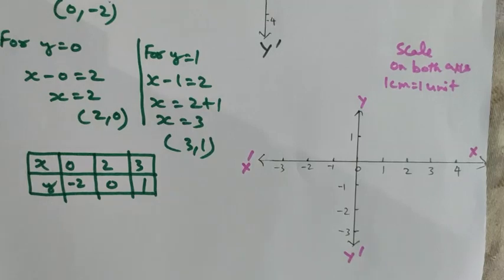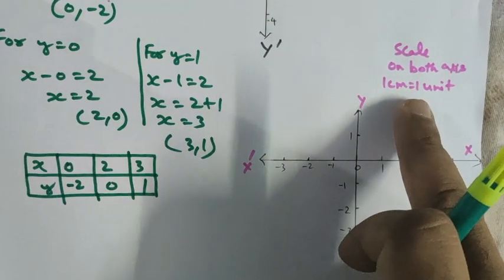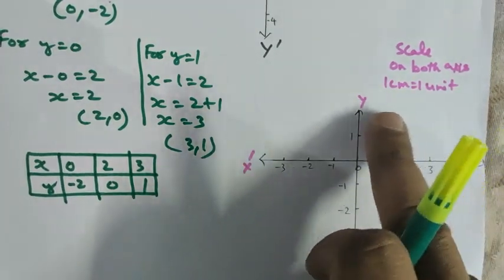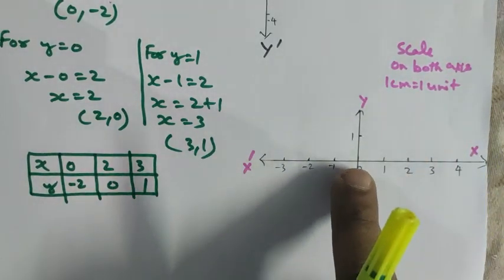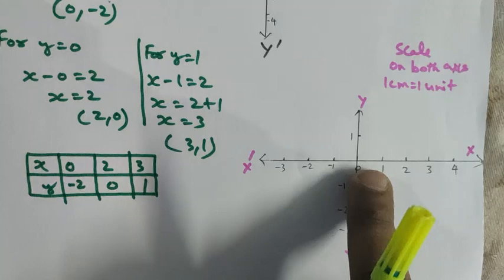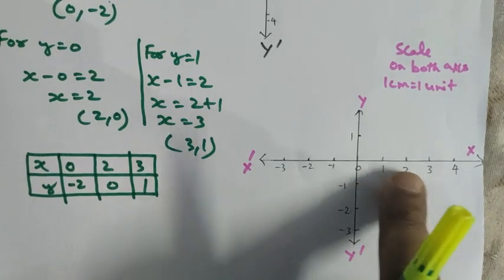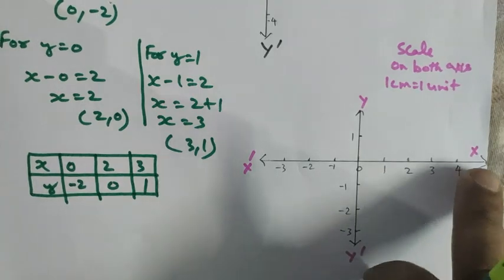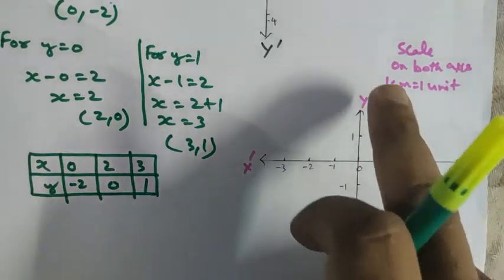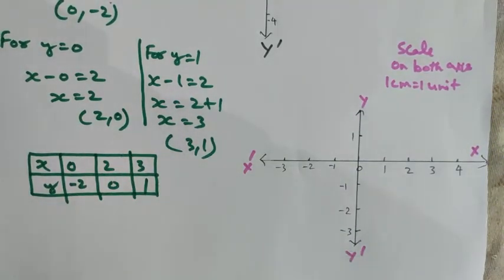So don't forget to write the scale. On both axes I have taken 1 centimeter equal to 1 unit. With the help of a ruler I have taken every 1 unit equal to 1 centimeter. So you can use the graph paper for that, and mark x dash, y dash. Now we will start plotting.